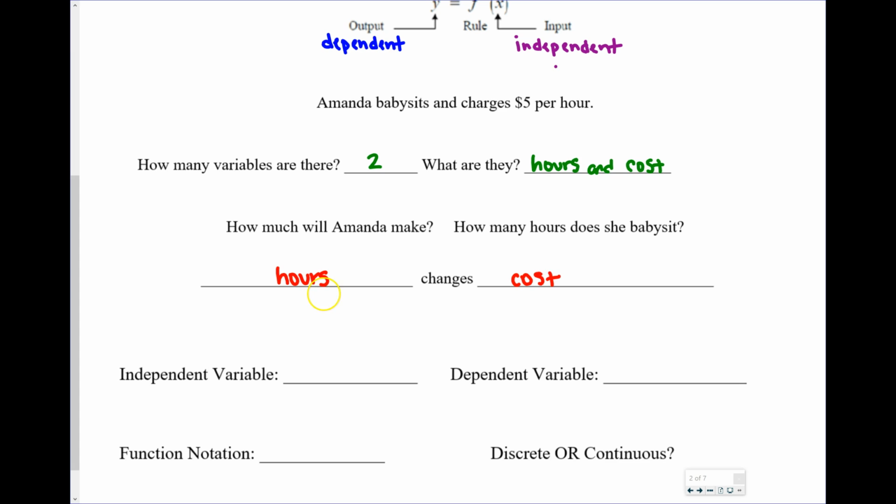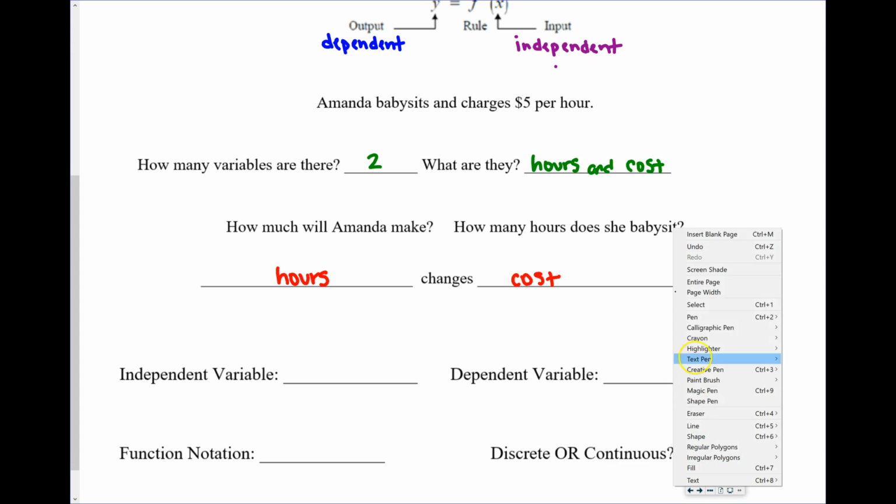If I'm out for 2 hours, it charges 10, 3 hours, 15. So the hours change the cost. It's not the other way around. The cost doesn't change the hours. When I hire a babysitter, I don't think, okay, I'm only going to spend $20, so I have to only be out for exactly 4 hours. Usually you're like, I'll be gone between 4 and 5, I don't know. And then when you get home, she tells you how much you need to pay. So how many hours you're out changes the cost.